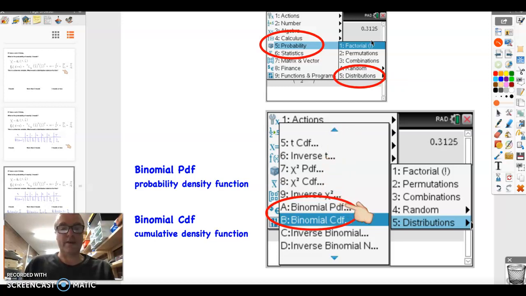Once we scroll down, we can see that option A and option B are for the binomial distribution. The first one is the binomial PDF, PDF standing for probability density function. The second function uses CDF, which is for cumulative density function. And so we're about to see how we use each of those functions to give us the answers that we need.